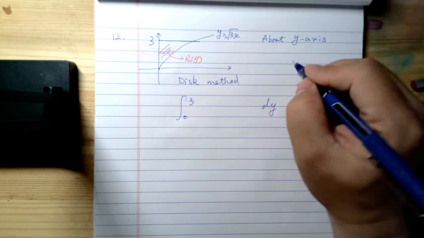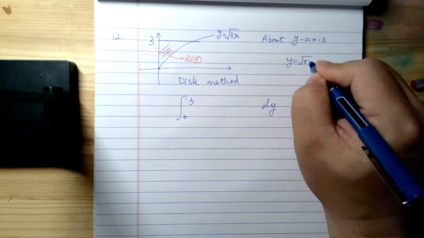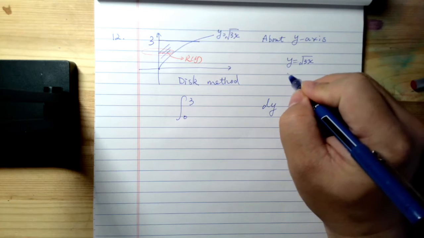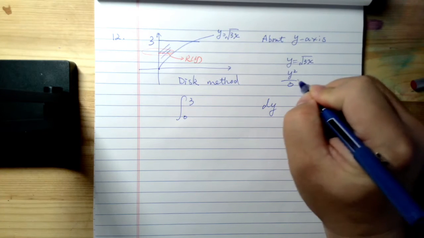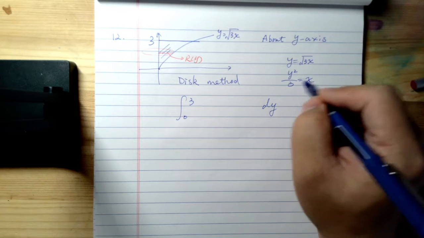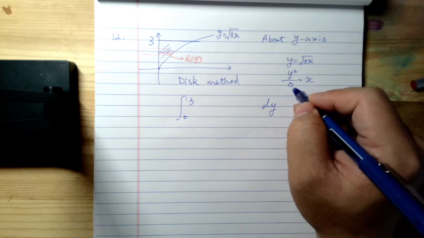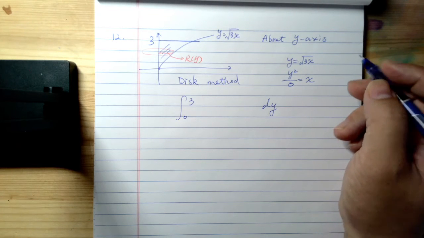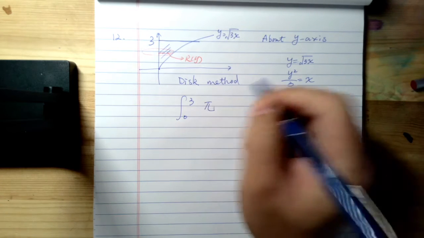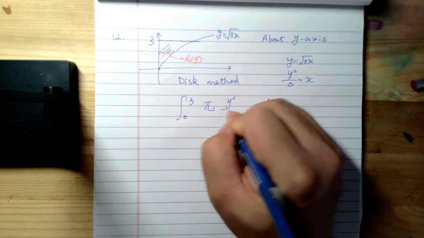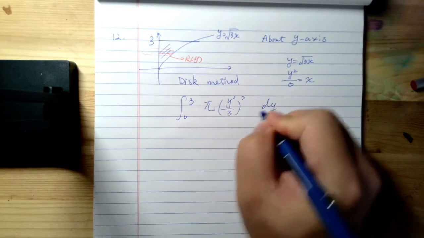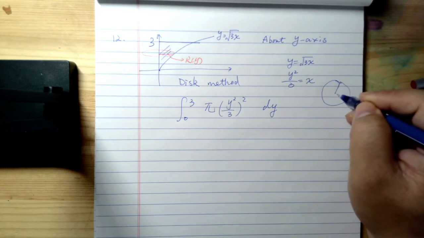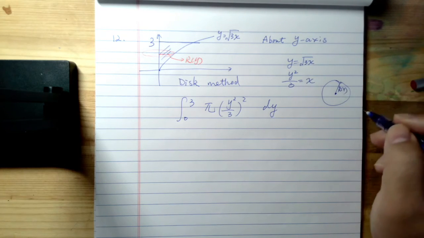So we already know that y equals square root of 3x. So immediately if we solve x in terms of y, that's going to give us y squared over 3 is going to be x. So this is exactly the expression for the radius of that cross section. So the disk method is going to be pi times y squared over 3 and then squared. Okay, so this is going to be the area of the disk.